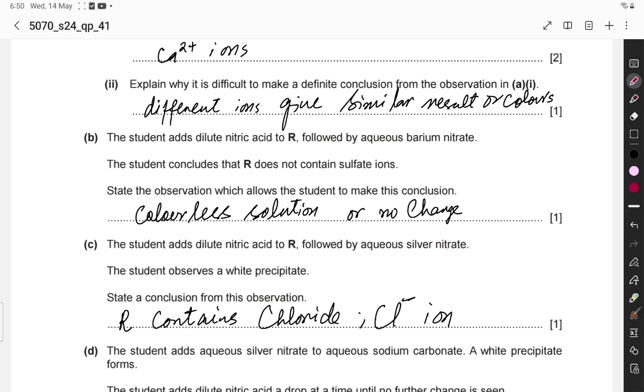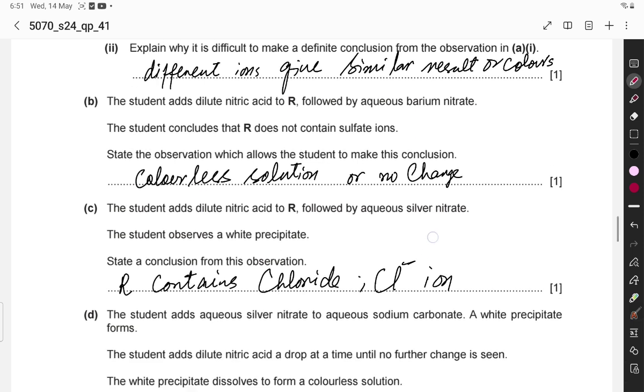The student adds dilute nitric acid to R followed by aqueous barium nitrate. The student concludes that R does not contain sulfate ions. State the observation which allows the student to make this conclusion. For the sulfate ion test, a white precipitate is formed, but here there is no change. White precipitate is not formed, so a colorless solution or no change is seen.